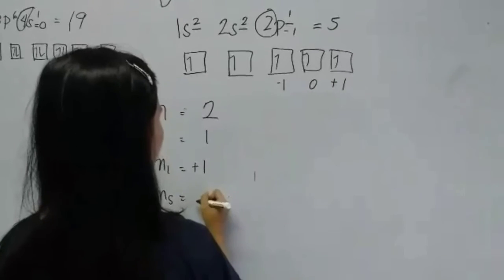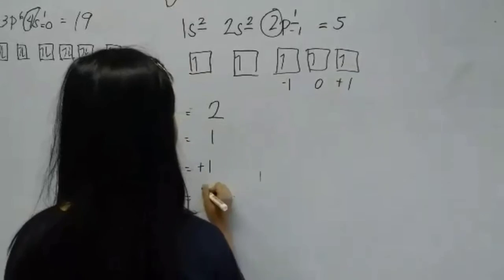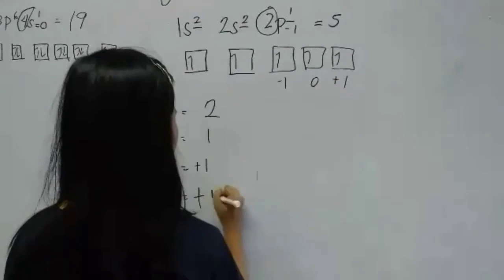Last is ms. ms is equal to positive 1/2 since the last arrow is upward.